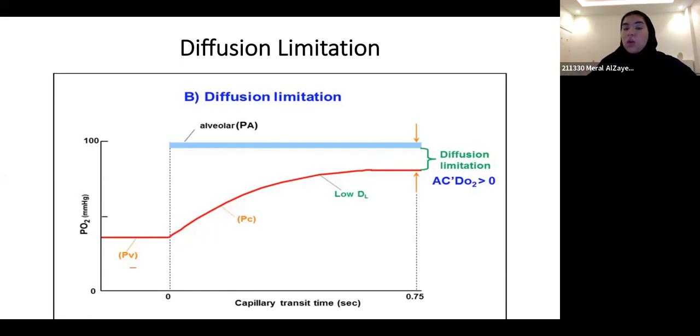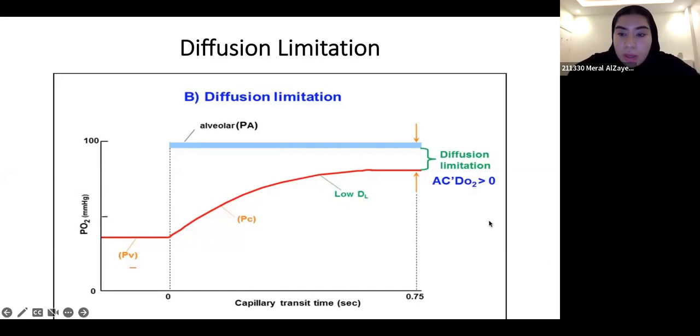Because what's the normal? For there to be normal diffusion happening, the arterial PO2 needs to reach the level of the alveolar PO2 for the normal process, or gas exchange, to occur. But in diffusion limitation, the arterial PO2 does not reach the alveolar PO2, leading to low oxygen levels in the blood than we need. This results in hypoxemia, because we know if we have low levels of oxygen in the blood, this gives us hypoxemia.